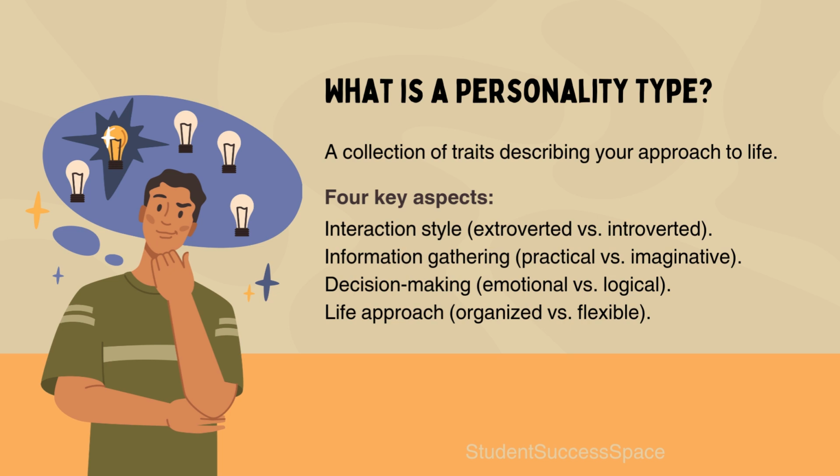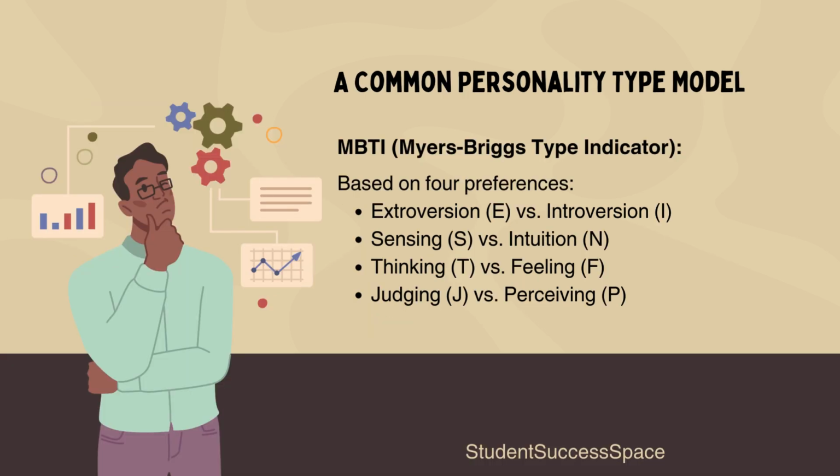So, when we talk about personality type, we actually talk about four different aspects. We talk about the interaction style. This is extroverted versus introverted. We talk about information gathering. This would be practical versus imaginative. We would talk about decision making, emotional versus logical. And we talk about how we approach life. Are we very organized? Or are we more flexible? So, a common personality type, of course, is MBTI. And this is where we start looking at extroversion, introversion, sensing, intuition, thinking, feeling, judging, perceiving.